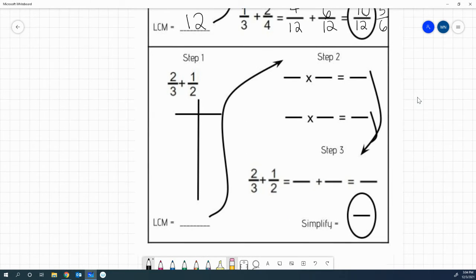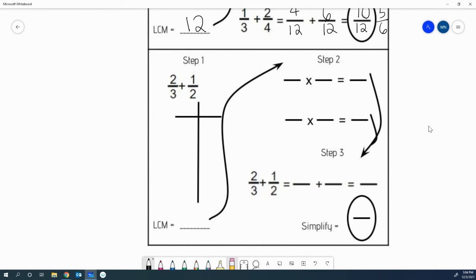And I told you there were 3 steps, but I didn't tell you what they were. Let's see if we can remember. All right, step 1, we've got 2/3 plus 1/2. I've got my T-chart here, so I'm going to go ahead and make my T-chart.